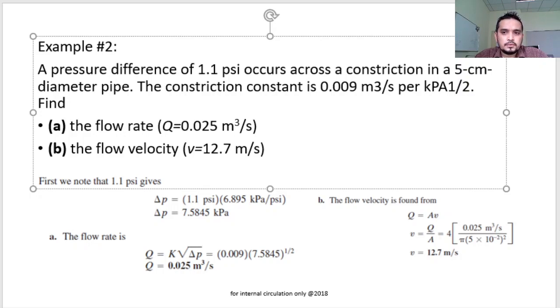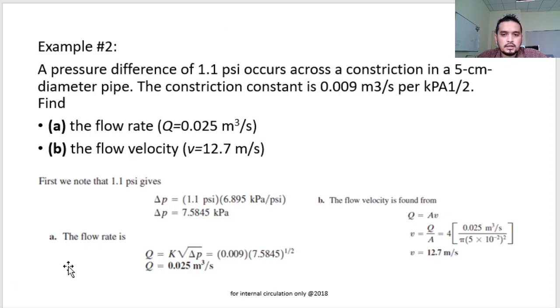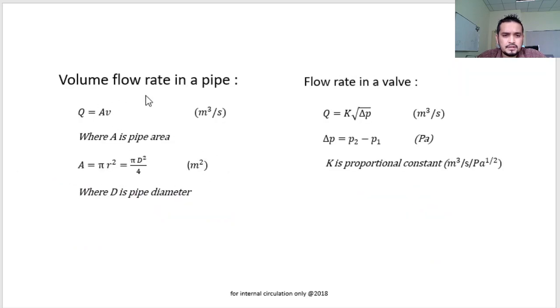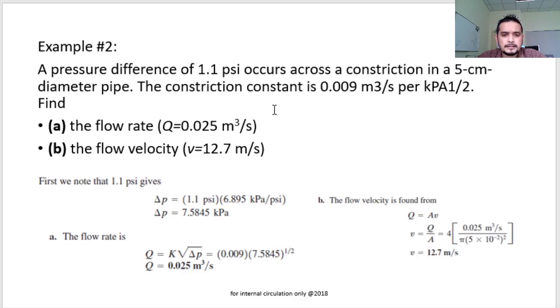And now we come to example number 2, which is also quite straightforward, but I would strongly recommend you all to proceed with this calculation by using the given formula here: flow rate in the pipe and flow rate in the valve to solve these problems. So try not to see the solution first before you attempt this one.